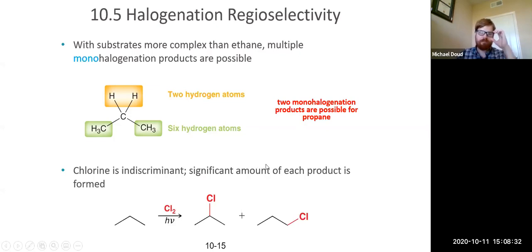So for propane, we get two possible halogenation products. When we use chlorine in this example, we end up with both products. And basically this chlorine, it's such an exothermic reaction that sometimes we get the 2-chloropropane and sometimes we get the 1-chloropropane. And so there's no real selectivity here with the chlorination.